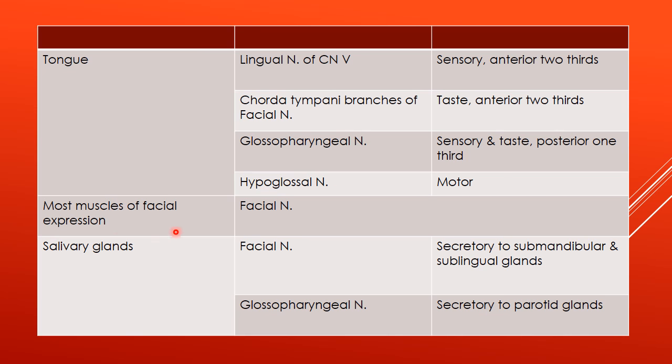Most muscles of facial expression are innervated by the facial nerve. The facial nerve is also secretory to the submandibular and sublingual salivary glands, while the parotid gland receives secretory innervation from the glossopharyngeal nerve.